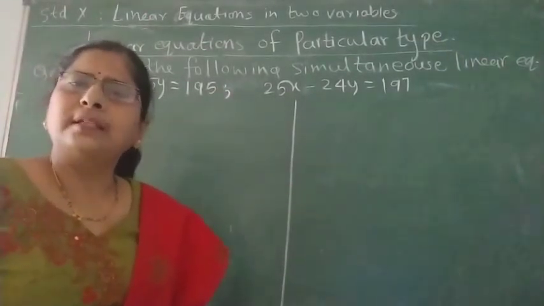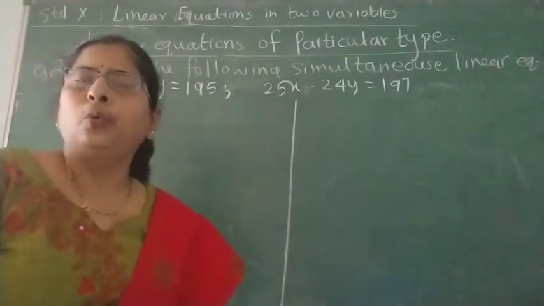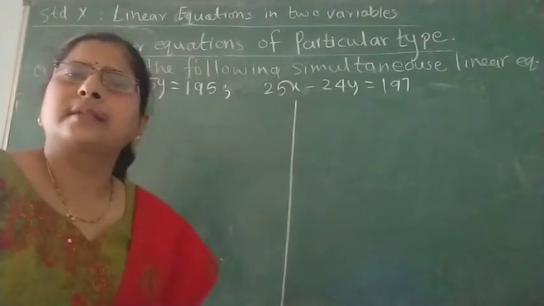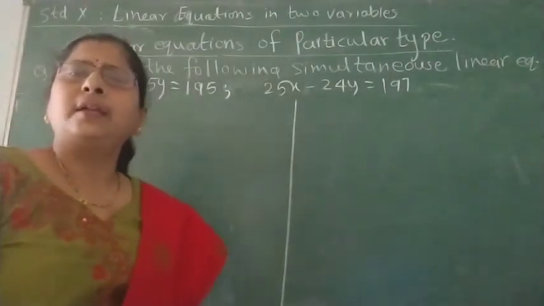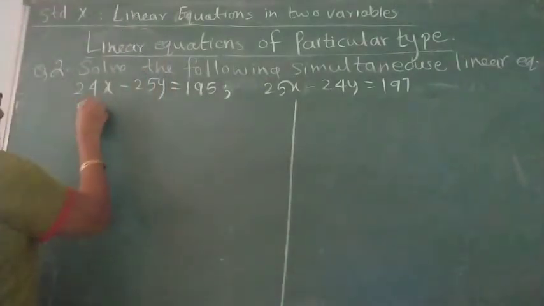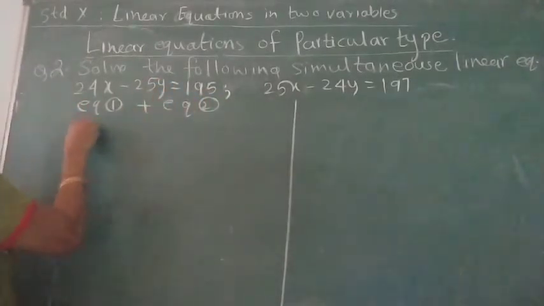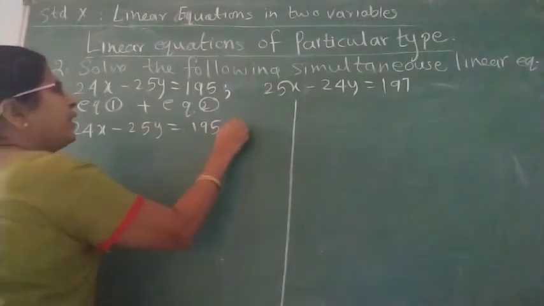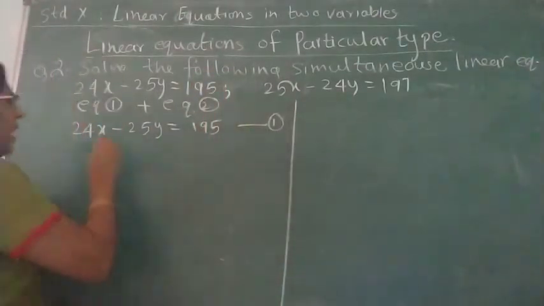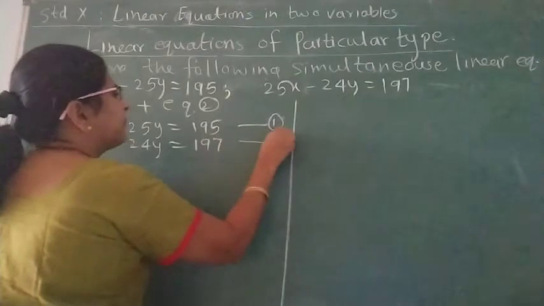Now for solving this, what we will do, we will add these equations 1 and 2, and then we will subtract these given equations to get two simple equations in x and y. Let's add equation 1 and 2. The first equation is 24x minus 25y is equal to 195, equation number 1. And the second equation is 25x minus 24y is equal to 197.